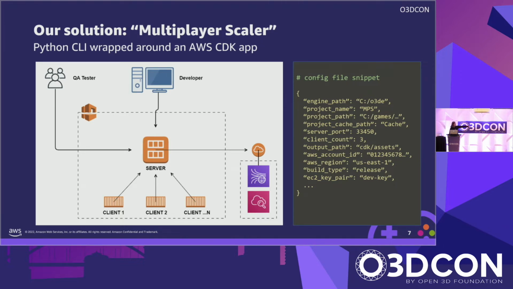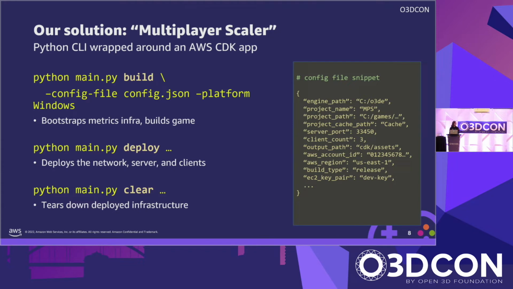And then on the right there, you have a snippet of a config file. So how you end up interacting with this as a developer is by authoring a config file with specific values you need to inform the test before it runs. Stuff like where's the game code on the machine and how many clients do you want to create. And so you end up passing this config file to multiplayer scaler when you run it through the command line.